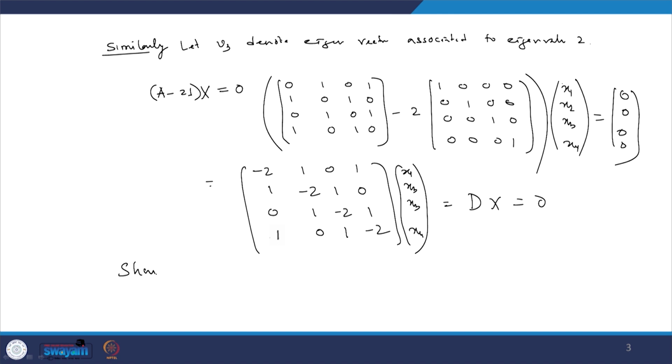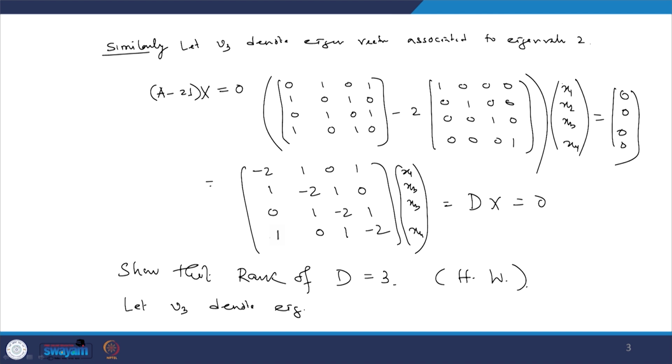So, the rank of D is equal to 3. This is the homework, please; you can consider this one. And so I will have only one free variable. So, one can have only one linearly independent eigenvector. Let V3 denote the eigenvector associated to eigenvalue 2. So, already written, okay.